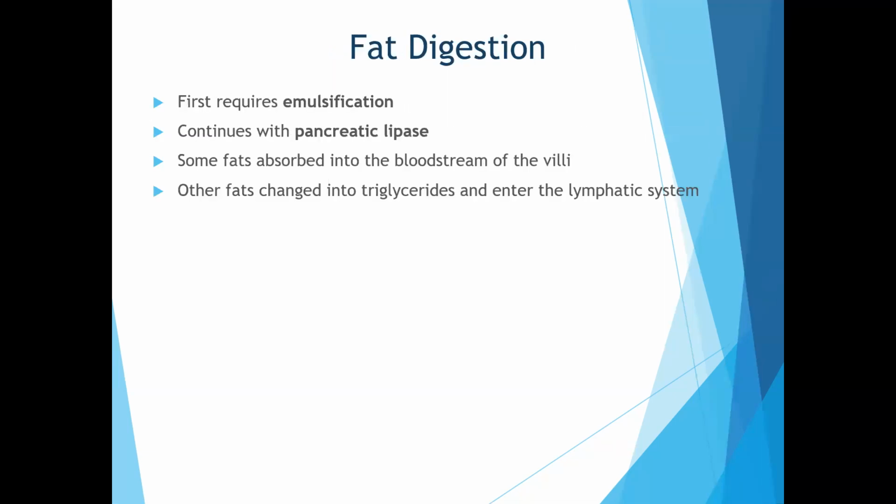Fat digestion first requires emulsification. We do have lipase in our saliva that helps begin to break fat down, but we can't really digest it until it is emulsified, which really means combined with liquid. We're also going to have pancreatic lipase that helps to break it down in the small intestine. Some of the fat is going to be absorbed into the bloodstream of the villi, and other fats can be converted into triglycerides, and those will actually enter the lymphatic system.